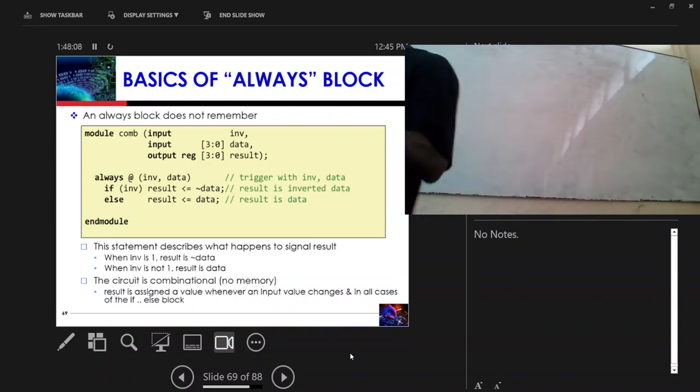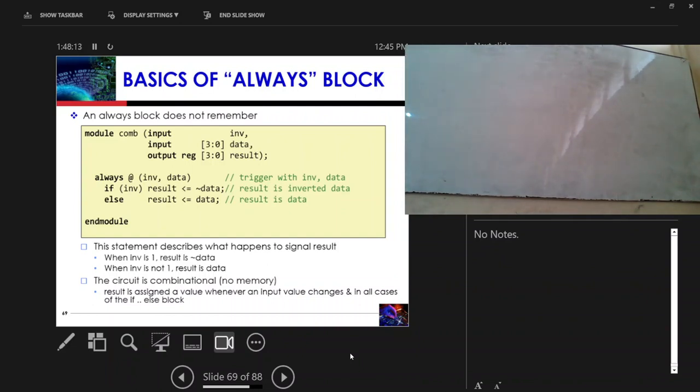So we have looked at the always block for designing our flip flops and latches, right? We have seen all of that, and we have seen that the latch and flip flop can remember, right? But the always block is not always remembering something, right?